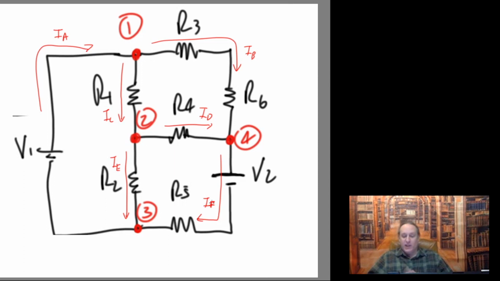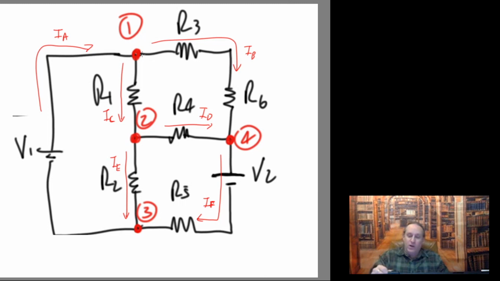So between junction 3 and junction 1, moving around to the left, that's current IA. Between junction 1 and junction 2, that's IC. Between junction 1 and 4, it's IB. Between 2 and 4, it's ID. Between 2 and 3, it's IE. And between 4 and 3, it's IF. So every pair of junctions has a new current labeling between it and any neighboring junction.